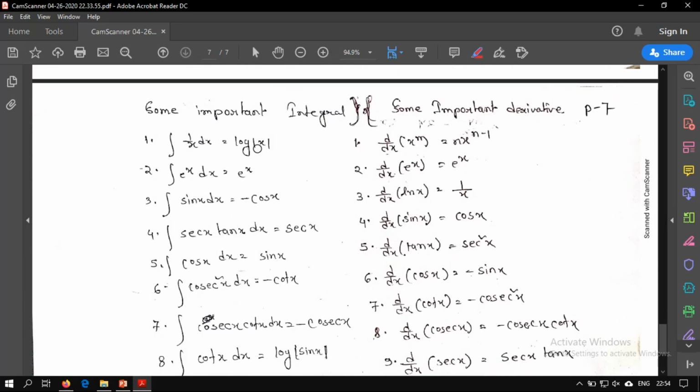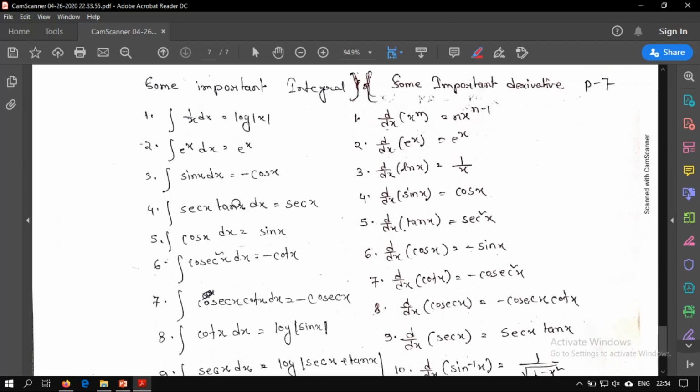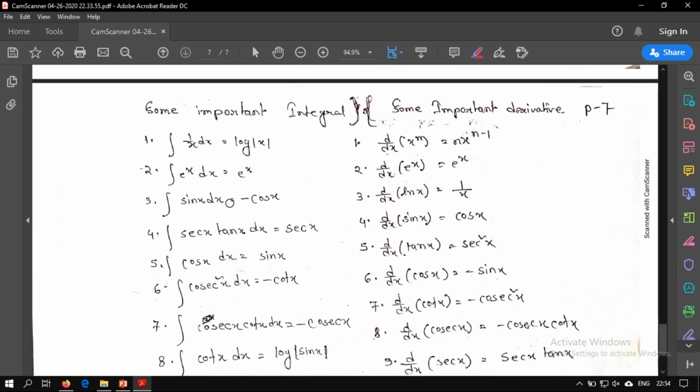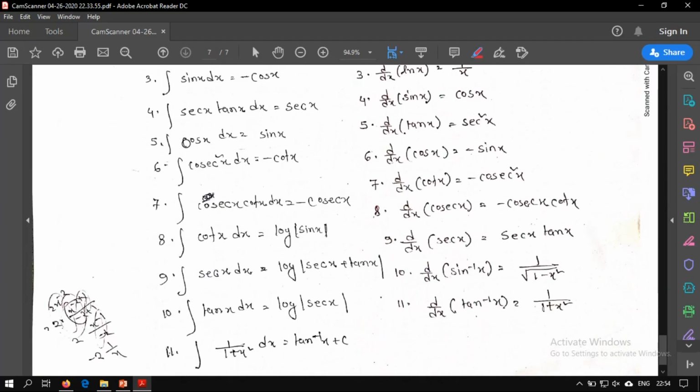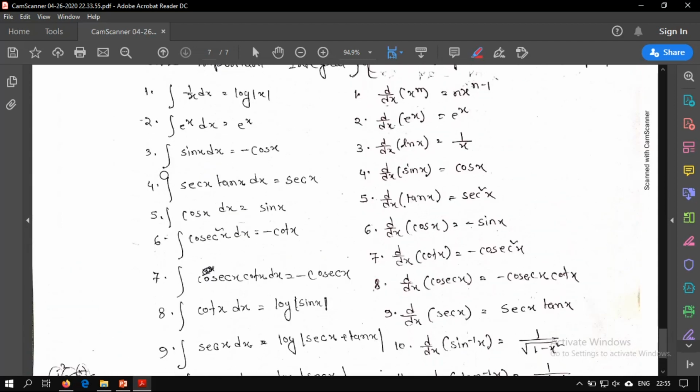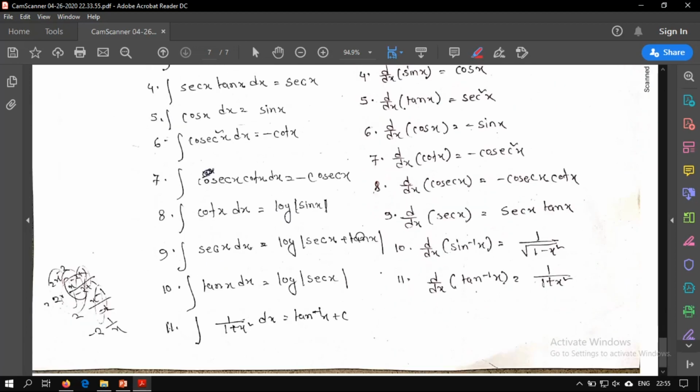Lastly, I have given some important integral formulas and important derivative formulas. These are used in basic integration and derivative parts, and you will learn these formulas. Integration of 1 by x equals log x, integration of e to the power x is e to the power x, integration of sin x dx equals minus cos x, and derivative of sec x is sec x tan x. There are 11 integration formulas and also 11 derivative formulas.